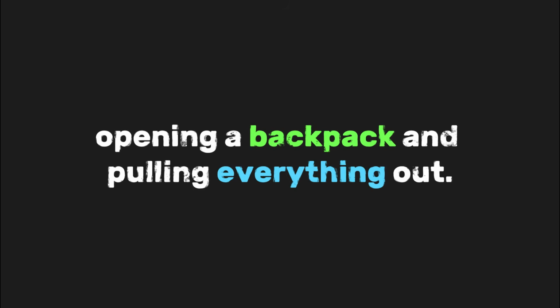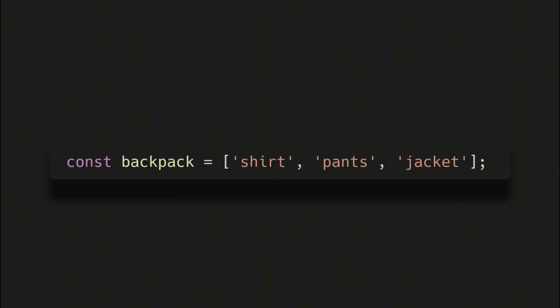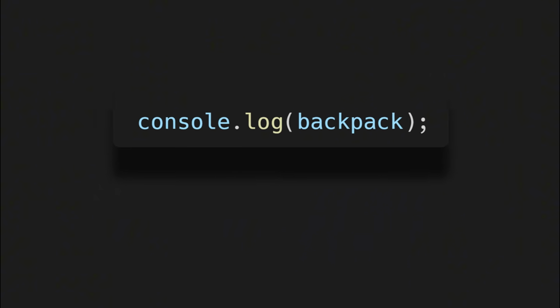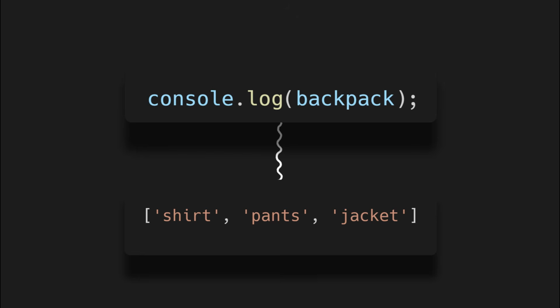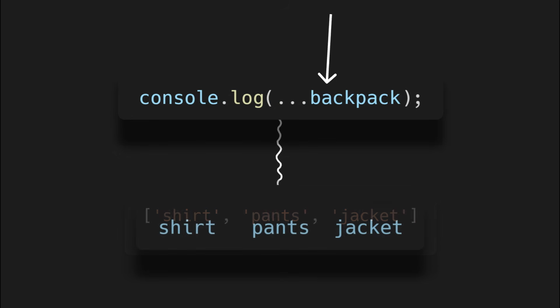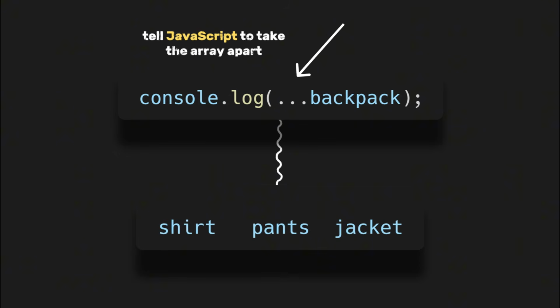Another example. Think of the spread operator like opening a backpack and pulling everything out. Let's say your backpack, which is just an array, has clothes inside. Here we have a constant called backpack that holds 3 strings: shirt, pants, and jacket. If you log it normally, JavaScript will print the whole array as a single unit. You'll see square brackets with all the items inside. Now, watch this. Those 3 dots before backpack tell JavaScript to take the array apart and give console.log each element separately. That's why instead of seeing the brackets, you'll just see shirt, pants, and jacket. It's like dumping everything out of the backpack instead of handing over the whole bag.